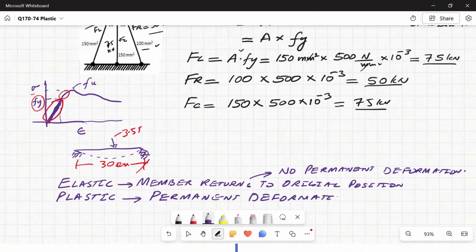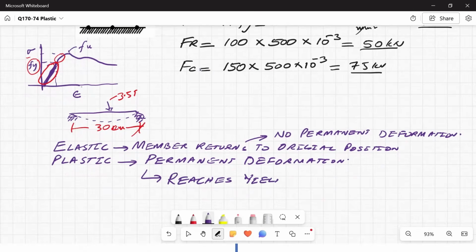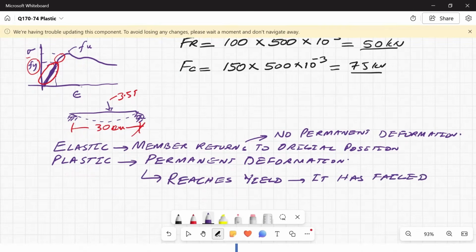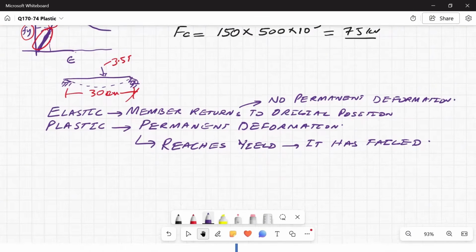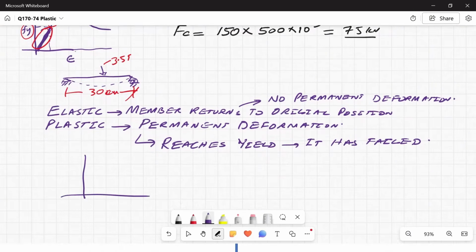So we will consider the strength of materials in plastic analysis, and if a member reaches yield, it means it has failed. And here the assumption is that the stress-strain curve is bilinear. So it reaches yield and it goes straight. Then after that, this is stress and this is strain. Stress can be denoted by F or sigma, it's one and the same thing. And after this point, the failure happens.